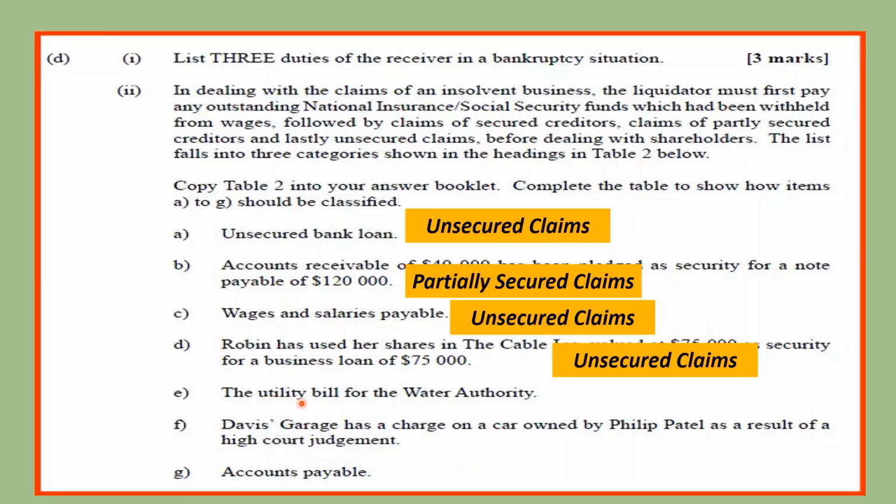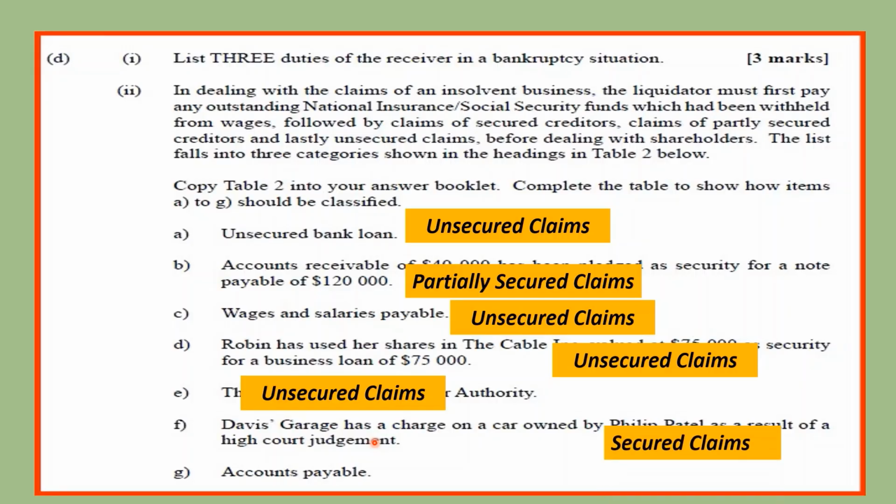The utility bill for the water and sewage authority is unpaid, unsecured claim. Davis Garage has a charge on a car owned by Philip Patel, right? So he has a claim here. So this would be a secured claim. Accounts payable is an unsecured claim.